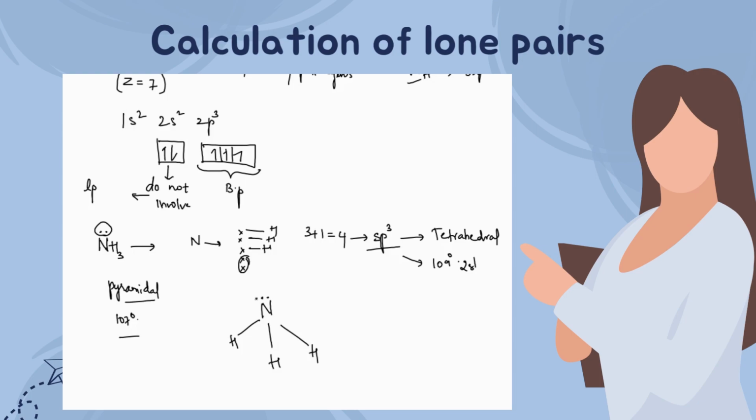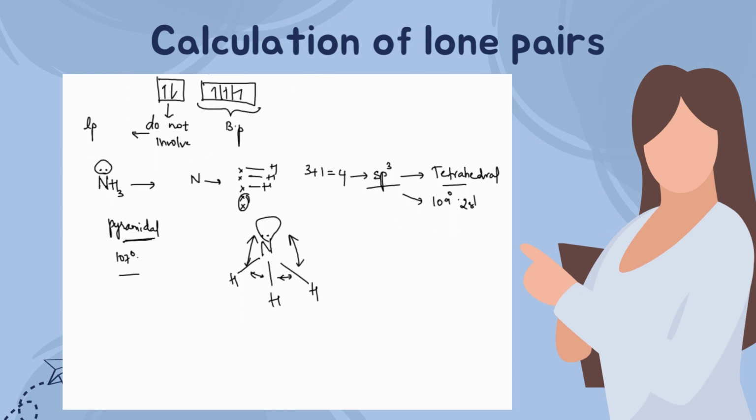The lone pair has a greater effect. It occupies a larger space and repels these bond pairs. As a result, the bond pairs come close to each other and the bond angle between the bonds also decreases. Accordingly, from tetrahedral geometry, the molecule has become pyramidal in shape. So this is the effect of lone pairs in the central atom.